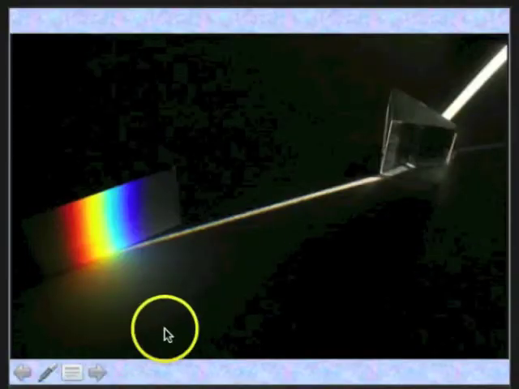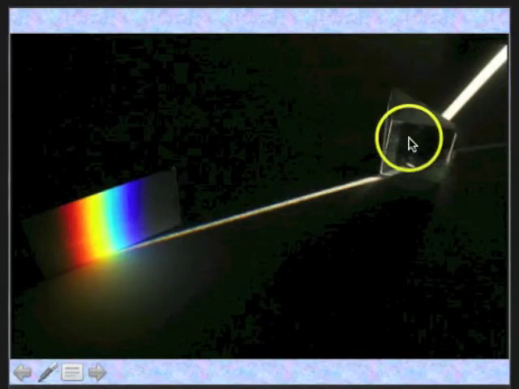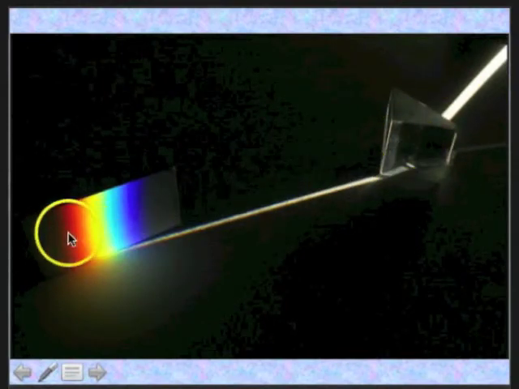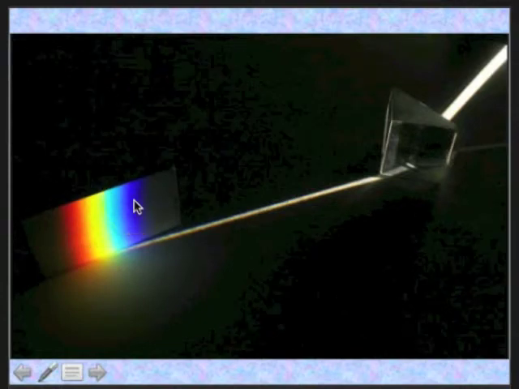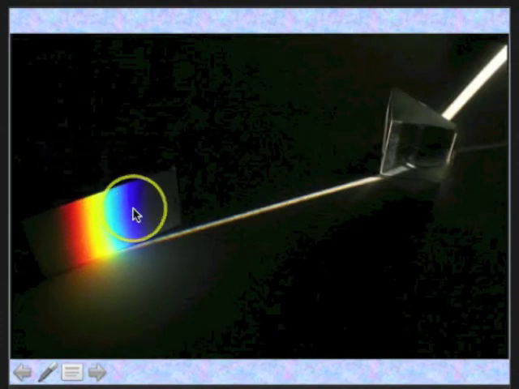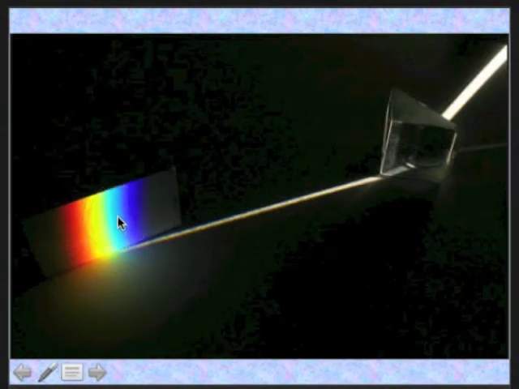Now most of us have had the experience of taking a white light and passing it through a prism and then seeing a rainbow. Red, orange, yellow, green, blue, indigo, and violet. All the colors that we can see. Mr. Roy G. Biv, as it's called.